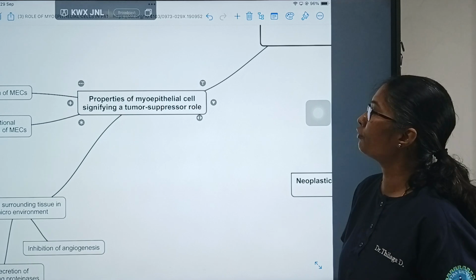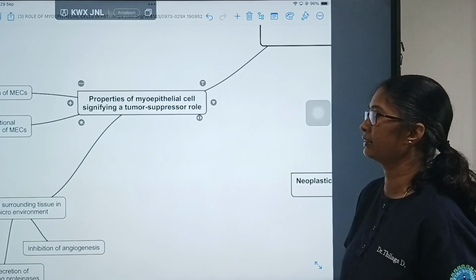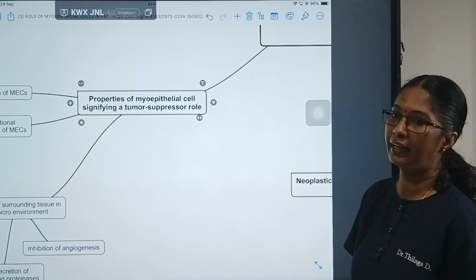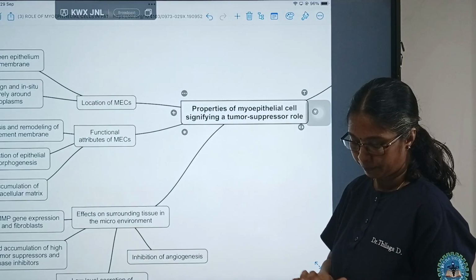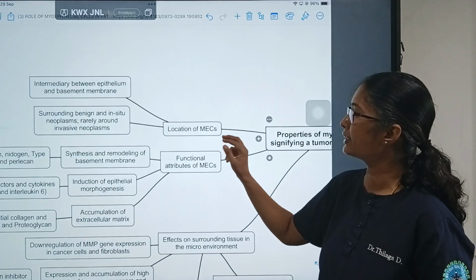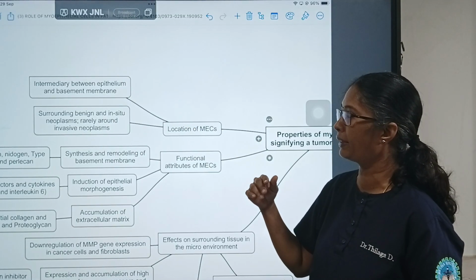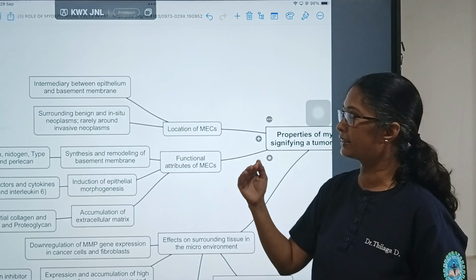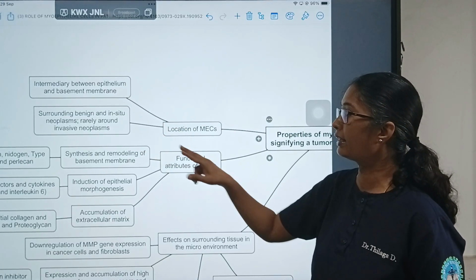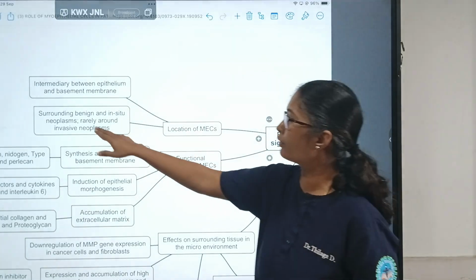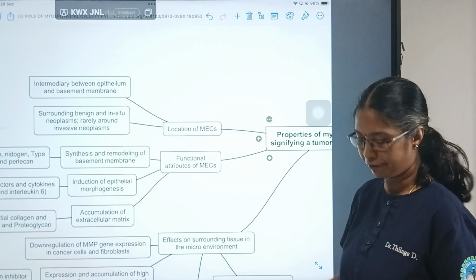And what are the properties of myoepithelial cells signifying a tumor suppressor role? In the last seminar, I talked about the function of myoepithelial cells, where I stated their tumor suppressor role. If we look at the location of myoepithelial cells, it shows how they play an important role. They are intermediary between the epithelium, which is the acinar cell epithelium, and the basement membrane. They surround benign and in situ neoplasms, as I mentioned earlier, and in invasive neoplasms they are rarely found.